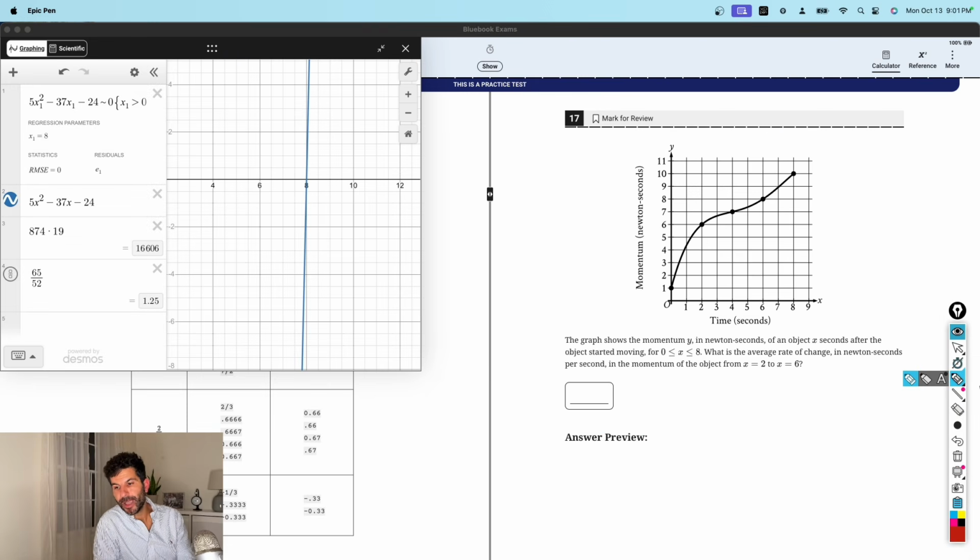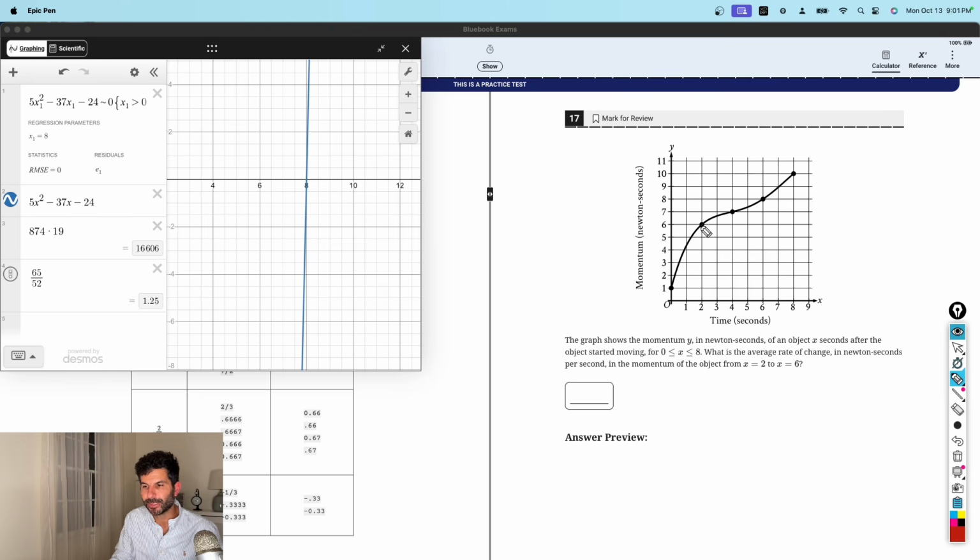Question number 17. The graph shows the momentum y in Newton seconds of an object x seconds after the object started moving, for x being between 0 and 8. What is the average rate of change in Newton seconds per second in the momentum of the object from x equals 2 to x equals 6? So again, a very wordy problem. This is not a line, but it's talking about rate of change. And when we think of rate of change, we're thinking of slope, we're thinking of lines.